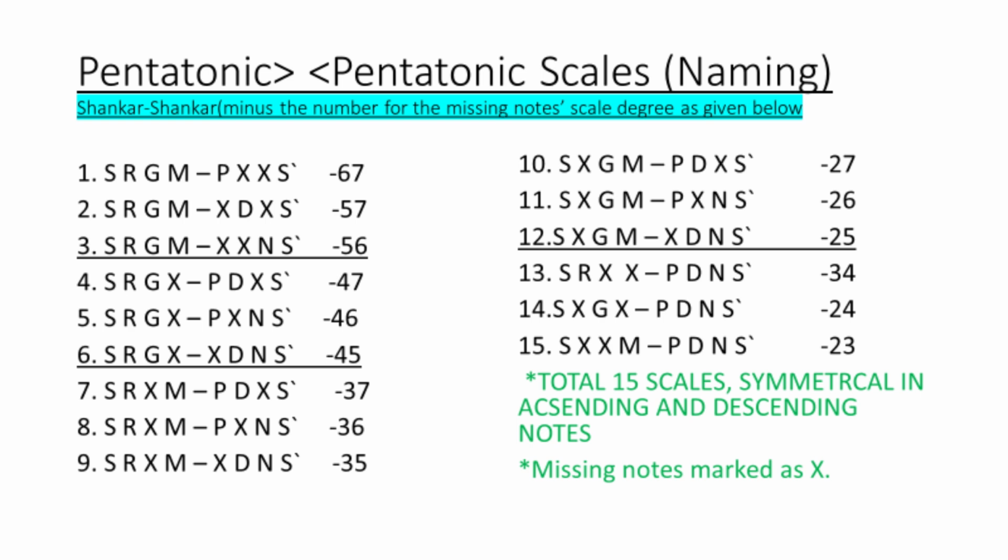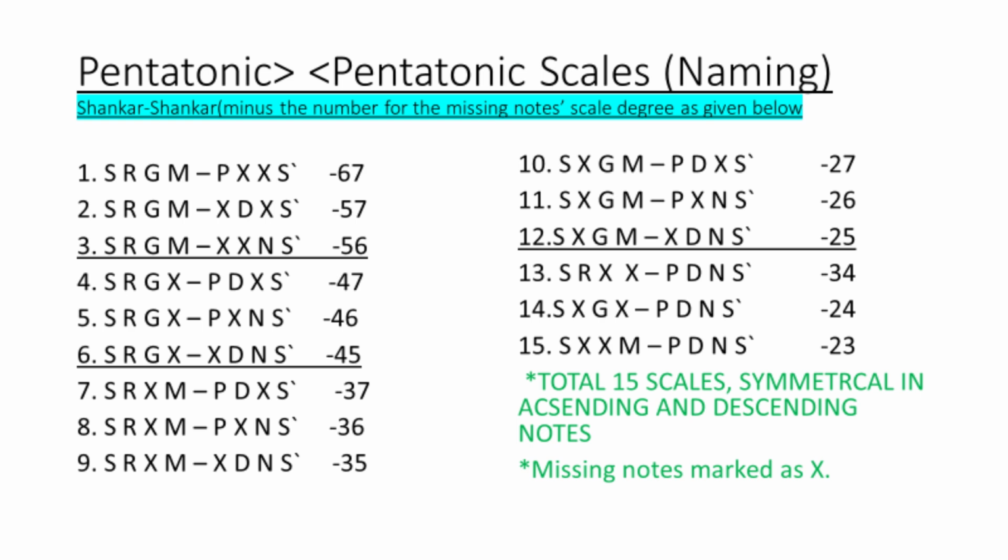Now, if we exclude two notes from the first tetrachord and the second tetrachord is whole, that means all the notes in the second tetrachord are there. So the notes will be 13 Sari Padhanisa, 14 Saga Padhanisa, 15 Sama Padhanisa. So the names are 13 Shankar Shankar minus 34, 14 Shankar Shankar minus 24, 15 Shankar Shankar minus 23.